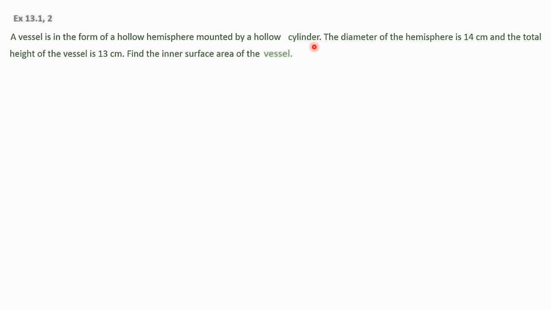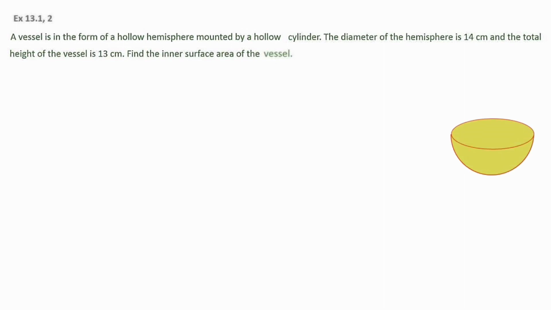So the diameter of the hemisphere is given to us, 14 centimeter. From the diameter we will be able to calculate the radius, that is 14 by 2, 7 centimeter. And the total height of the vessel, the overall height of the vessel, means including the hemisphere and the cylinder together, height is 13 centimeter. Find the inner surface area of the vessel means the inside area we have to calculate.